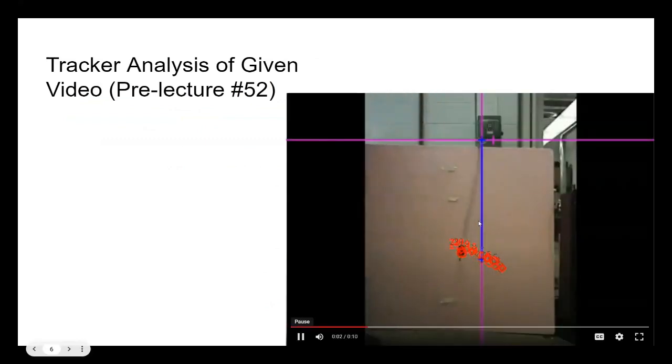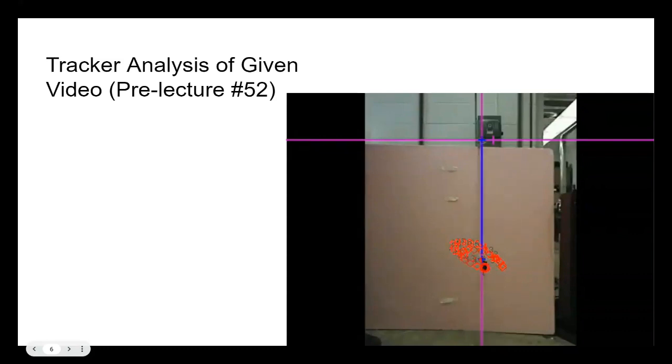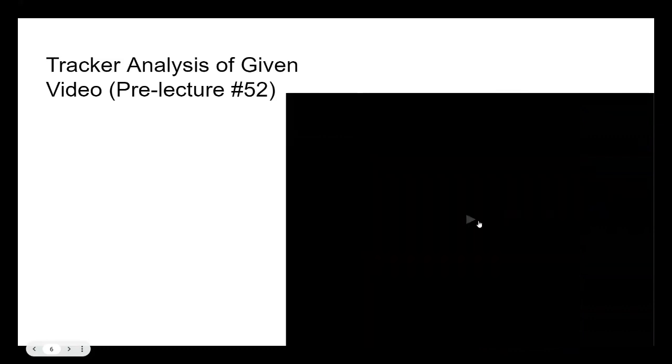So this is the tracker analysis of the video that they gave to us in pre-lecture number 52. It is a little blurry, but you can see that the tracker, which in this case is an auto tracker, is pretty accurately measuring the mass as it goes from side to side and up and down.